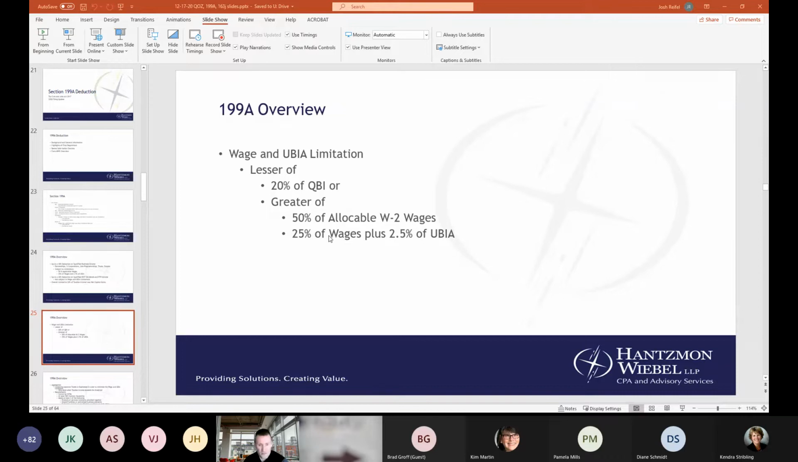So basically, if the taxpayer is over the threshold limit, you figure out the greater of these last two, the 50% of wages or 25% of wages plus 2.5% of UBIA, and compare that to the 20% of QBI, and the deduction then becomes the lesser of those two numbers.